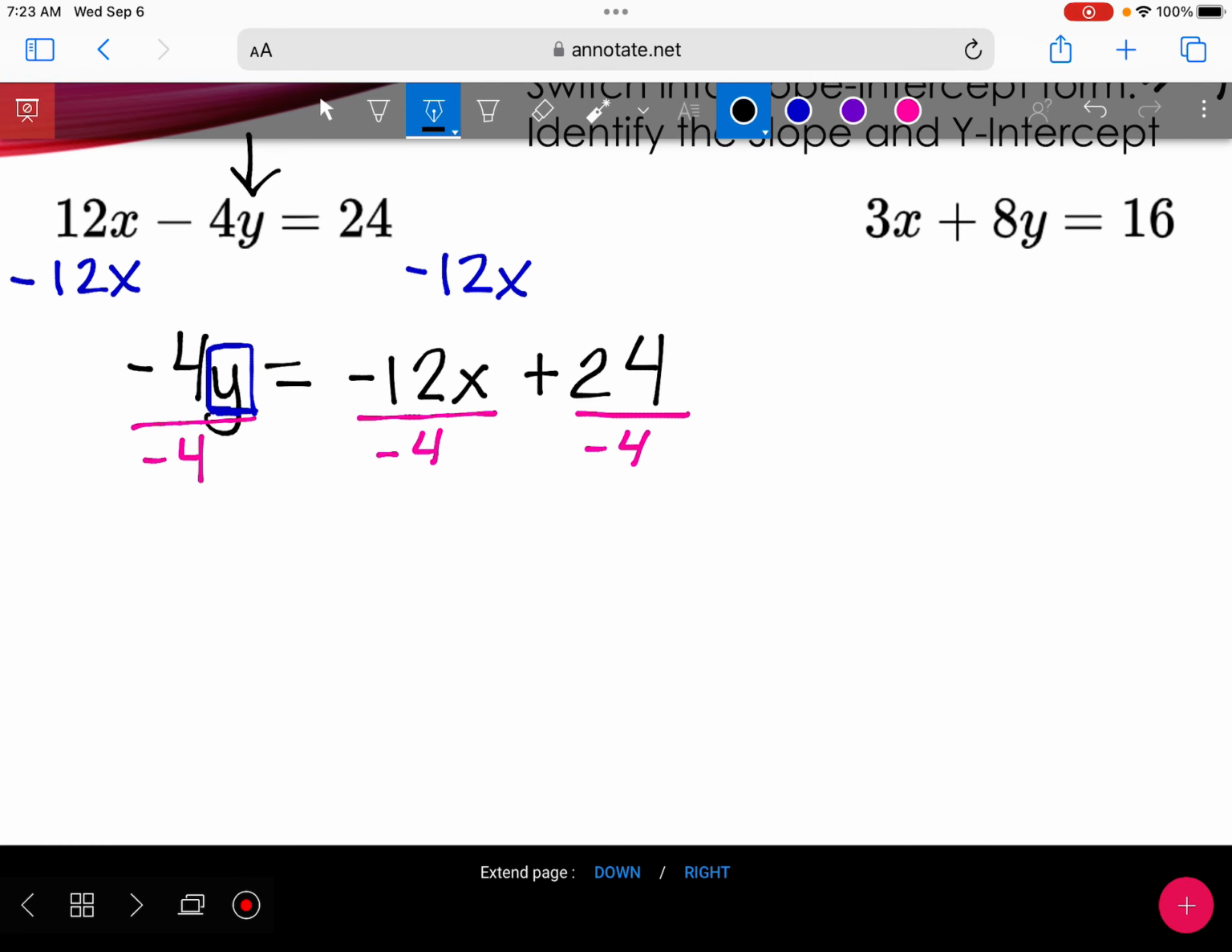These guys are going to cancel out, leaving us with just y equals, and we're going to do -12 divided by -4, which is 3x. 24 divided by -4 gives us -6.